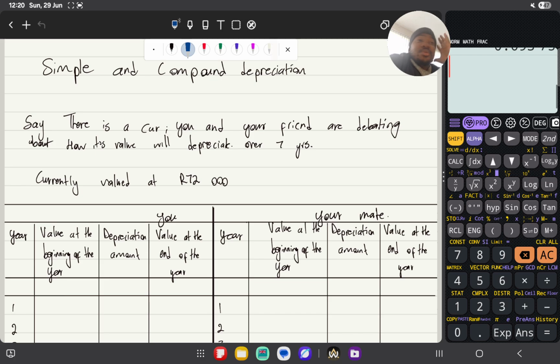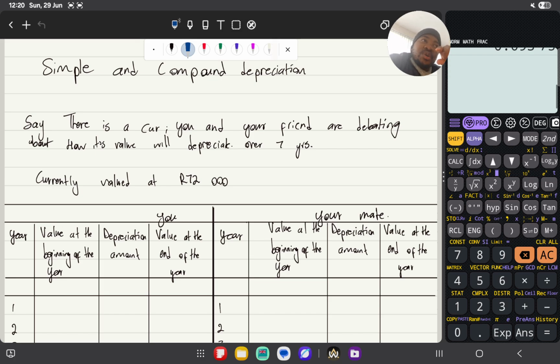So, same example, 1000 rand. You bought a car for 1000 rand, a brand new car, right? Let's just pretend it's back in the days when things used to be cheap. The depreciation percent there is 10%. So that means the value of the car is going to depreciate by 10% each year. We know 10% to be 100 rand. Therefore, the value of the car is going to decrease by 100 rand per year, right?